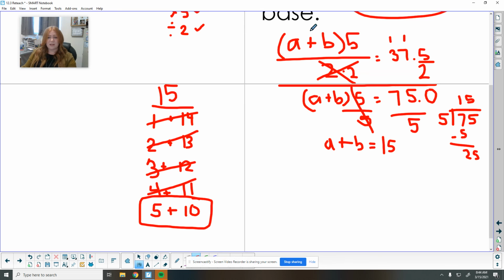Let's just double check our work here. 5 plus 10 is 15. Times 5 is 75. Cut in half, 37.5. So our bases for A and B, where base 1 is double base 2, is 5 and 10.